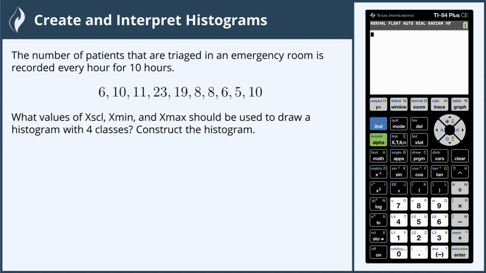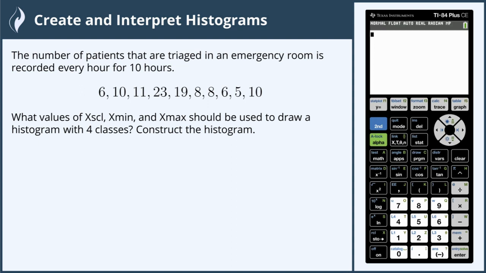The number of patients that are triaged in an emergency room is recorded every hour for 10 hours. We want to find what values of X scale, X min, and X max we should use to draw a histogram with 4 classes, and we want to construct that histogram.